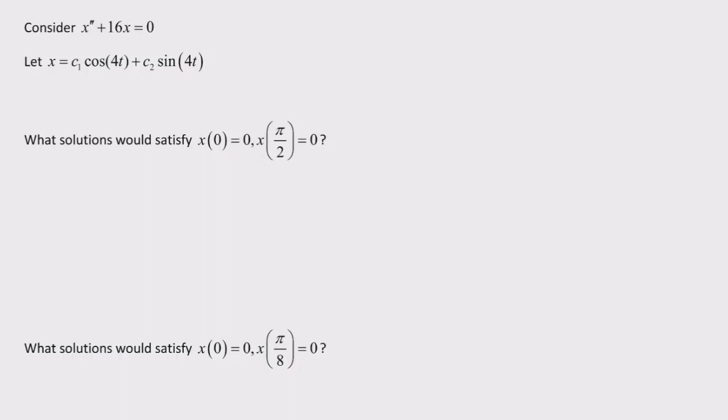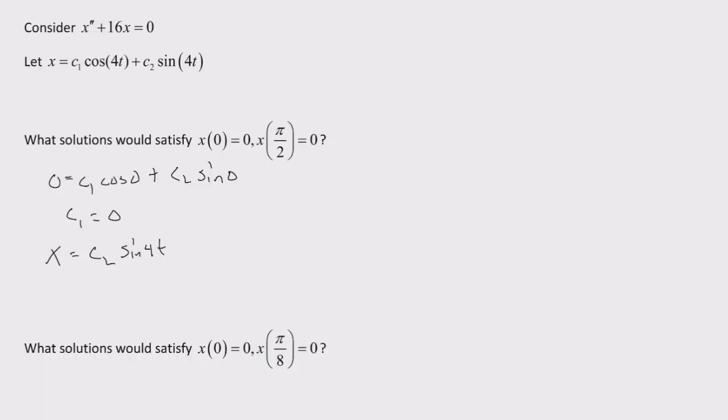So let's just evaluate the solution with these boundary conditions and see what we notice. x of 0 equals 0 says 0 equals c1 cosine of 0 plus c2 sine of 0. That implies that c1 itself has to be 0, and x is c2 sine of 4t, just with that first condition.